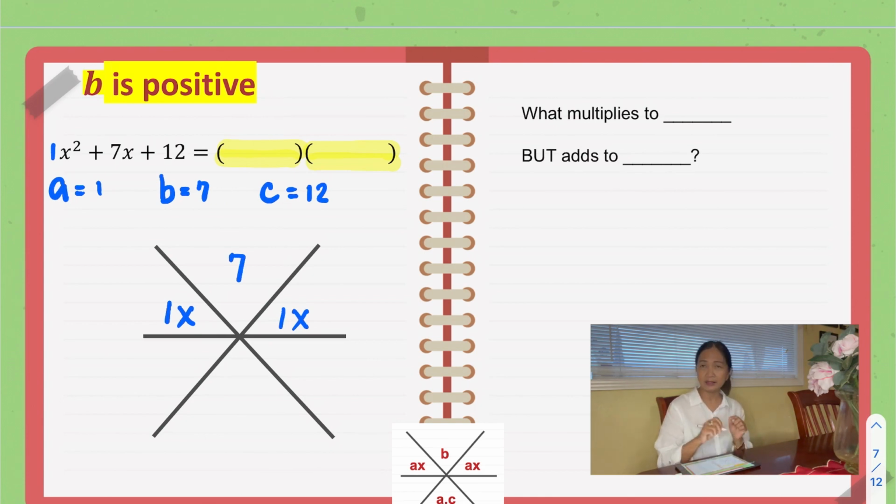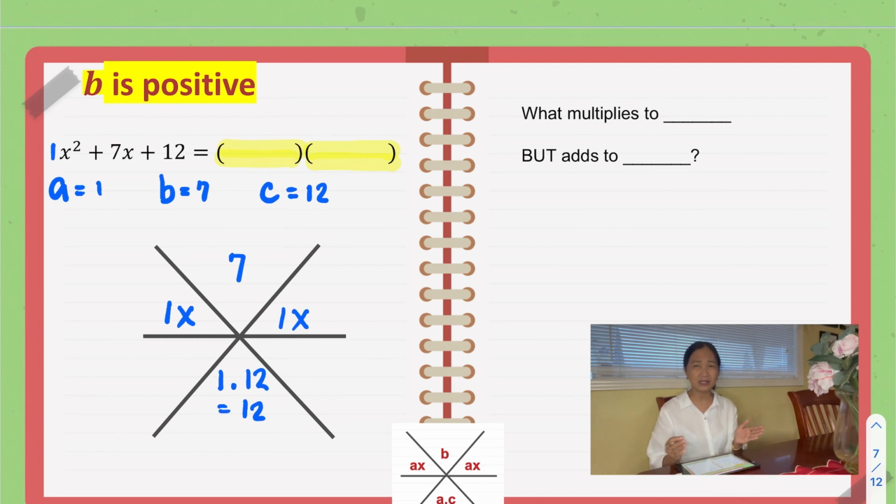A is 1, C is 12. So notice that I need to write these two numbers that I'm going to multiply for a reason. 1 times 12 is equal to 12. Why do I always want my students to write the two numbers that I multiply down below?